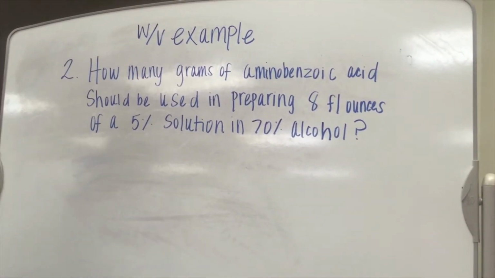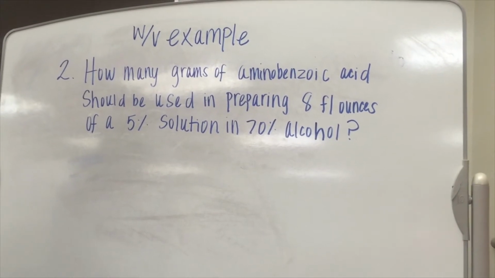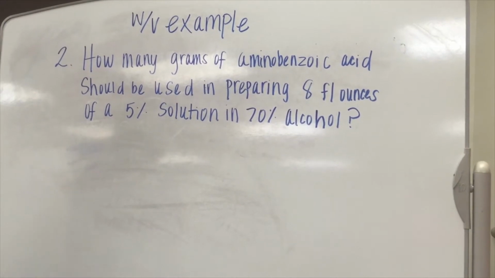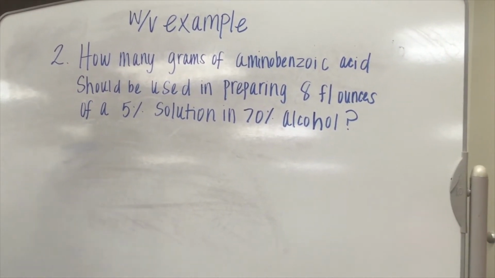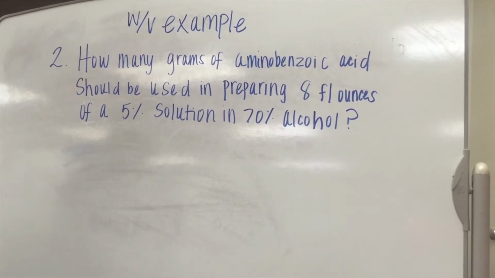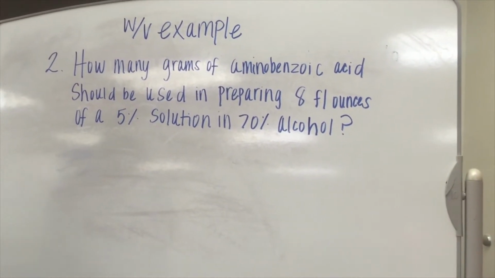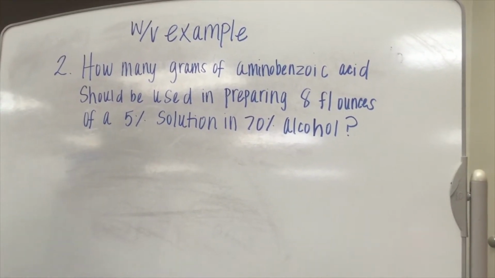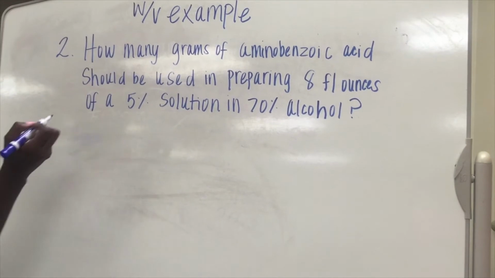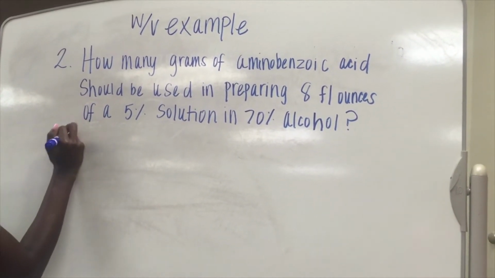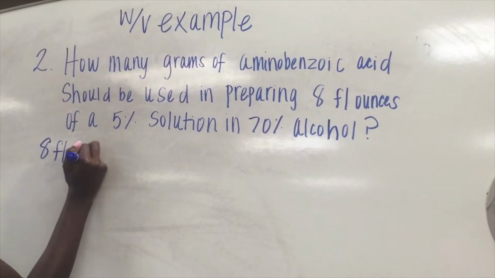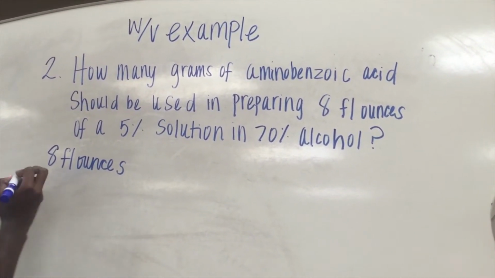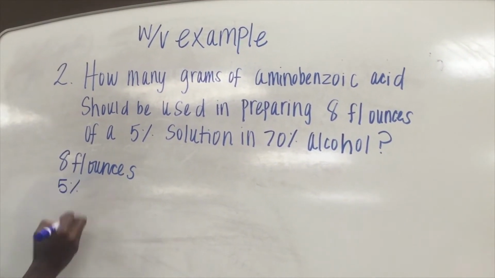Okay, so the second example that we're going to do is also doing weight per volume. This example is a little trickier, but if you use our steps, you should still be able to solve it. The question reads, how many grams of aminobenzoic acid should be used in preparing 8 fluid ounces of a 5% solution and 70% alcohol? Okay, first we should write what we're given. We're given that we have 8 fluid ounces, and that's in a 5% solution.